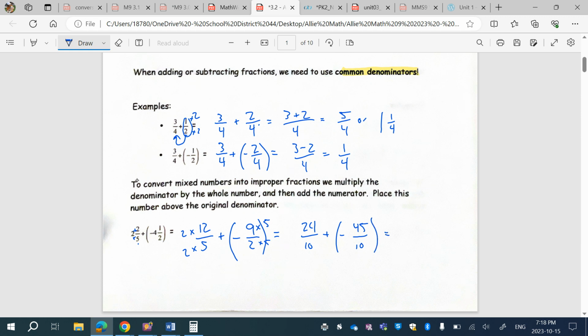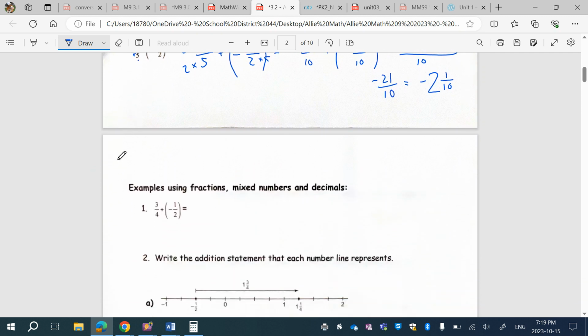And now we are adding a negative 45, so I'll show it like this, 24 plus negative 45 over 10. And we're going to end up with a negative number. It's going to be negative 21 over 10. And we can convert this if we want to a mixed number. How many times does 10 go into 21 without going over? It goes in twice with 1 left over 10. And let's not forget, this is a negative number because we subtracted more than we had. So we end up with negative 21 over 10, or negative 2 and 1/10.